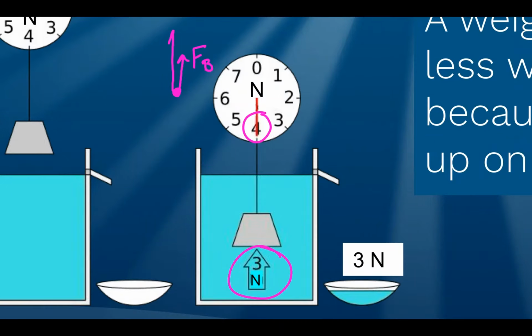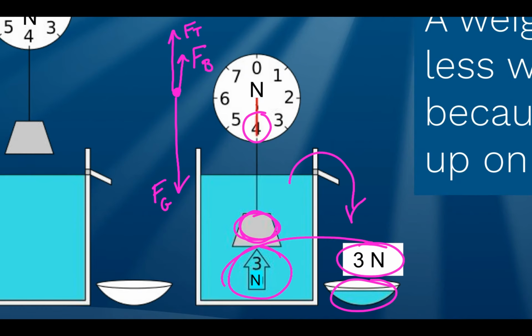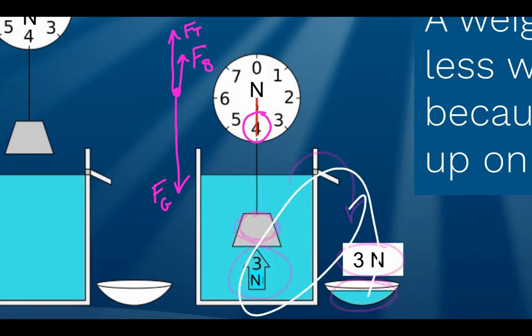We have this tension pulling up on it. And we have the gravitational force pulling down on it. And what's really interesting is that if you weigh the water that would spill out, so whatever the volume of this mass is, whatever that water is, it goes in here and you weigh that water, it is also 3 newtons. So these two things are going to be the same. The weight of the water that would get displaced and the buoyant force are going to be the same.